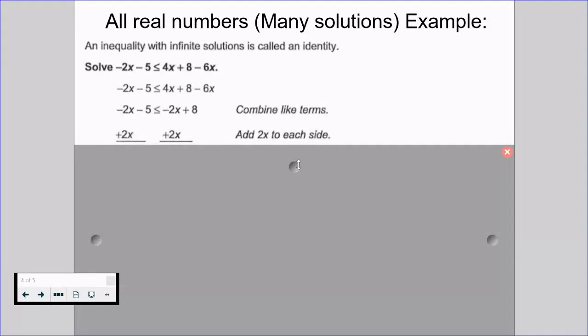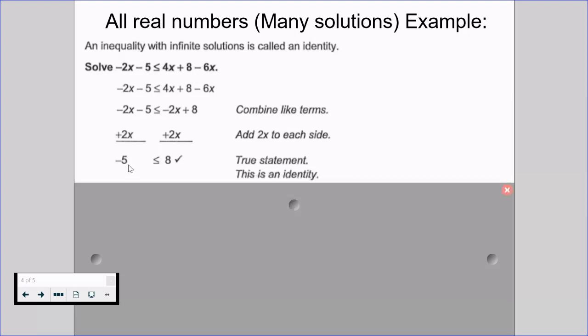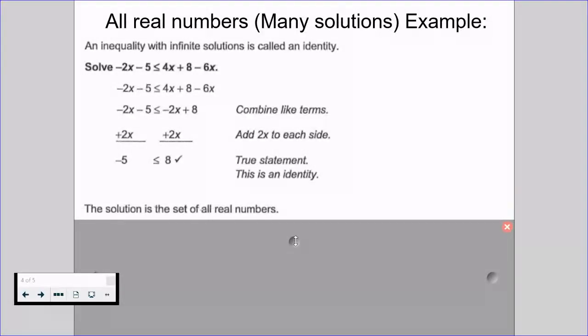So we're going to add 2x to both sides. In doing so, we're left with negative 5 is less than or equal to 8. With an equation, this would be a no solution because negative 5 is not equal to 8. But since we're dealing with an inequality, we want to ask ourselves, is this true? Is negative 5 less than or equal to 8? We think, yes, it is true. So since it's a true statement, we're going to say our answer is all real numbers, infinitely many solutions, many solutions. There's a lot of different ways to answer this question.